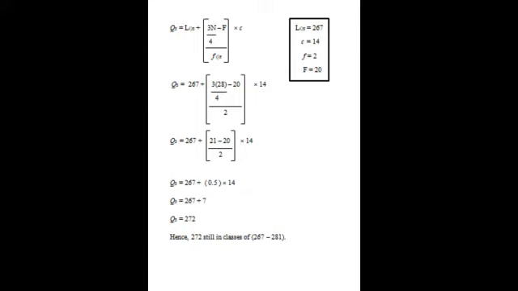After that, we calculate the value of Q3. On the right side, LQ3 is equal to 267, C is equal to 14, small f is equal to 2, and capital F is equal to 20. After we calculate, the answer for Q3 is 272. Hence, the answer of 272 is still in the class of 267 until 281.